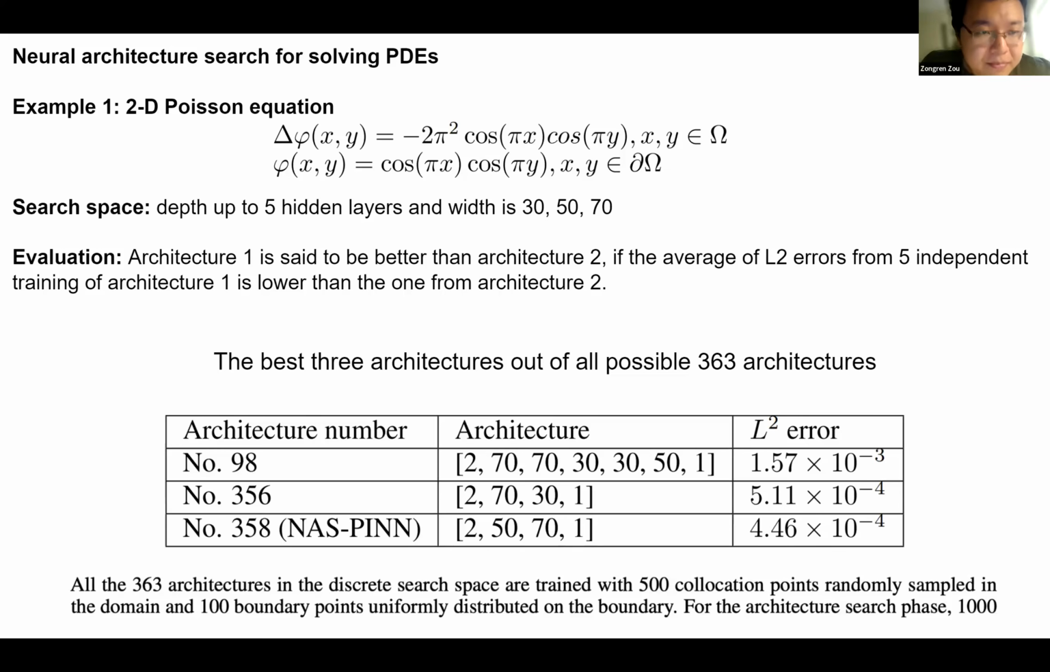Here, the first example in this paper is the 2D Poisson equation on a square domain. And the search space is, the depth is up to five hidden layers, and the width is 30, 50, or 70.